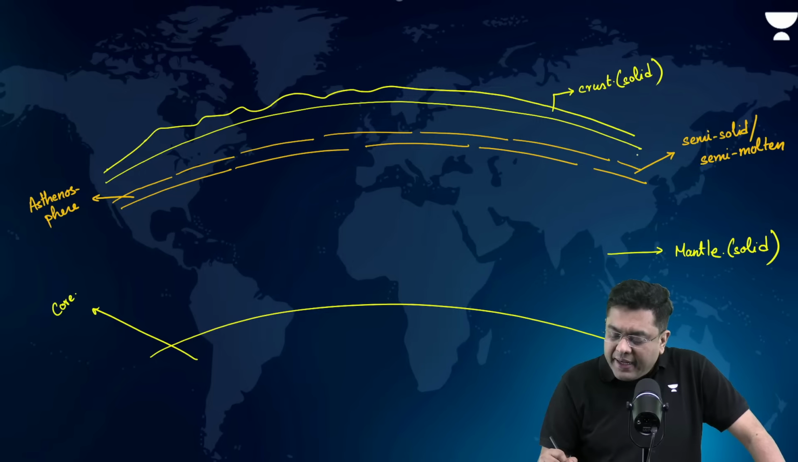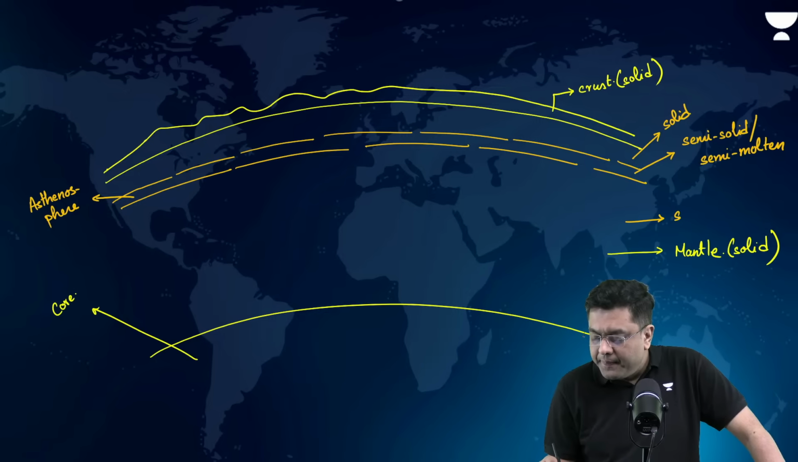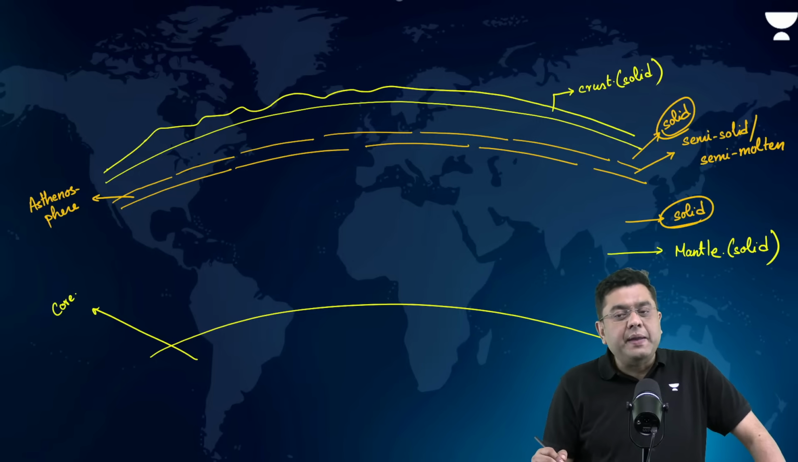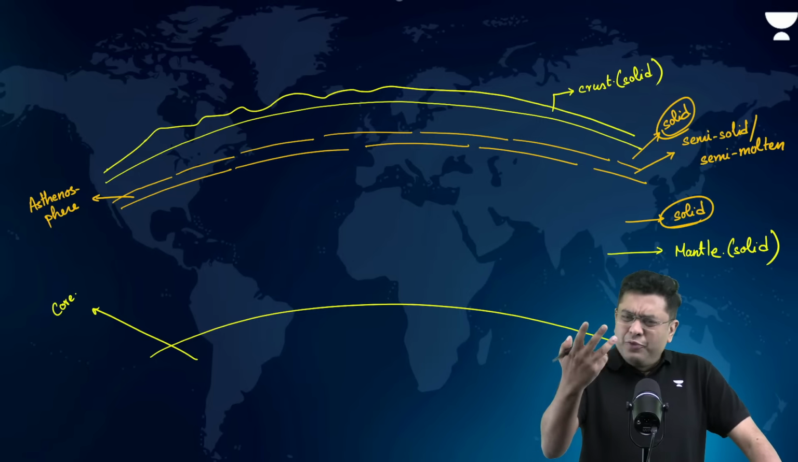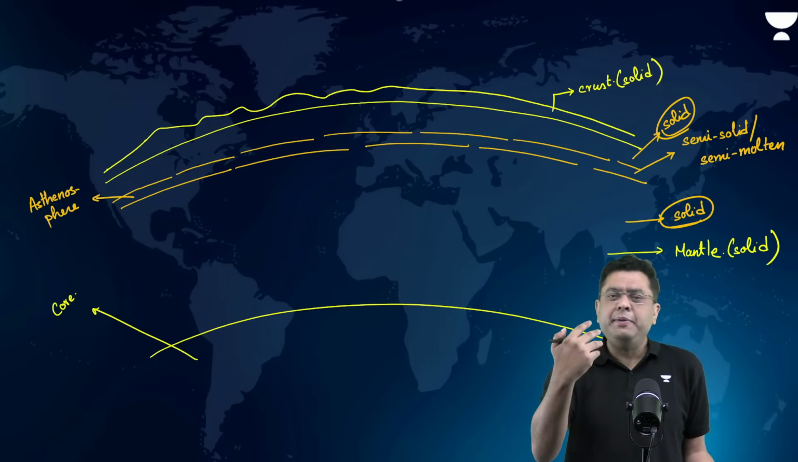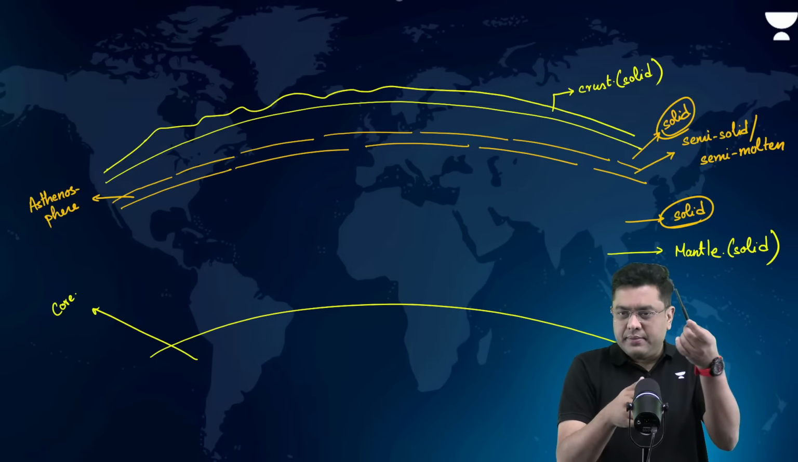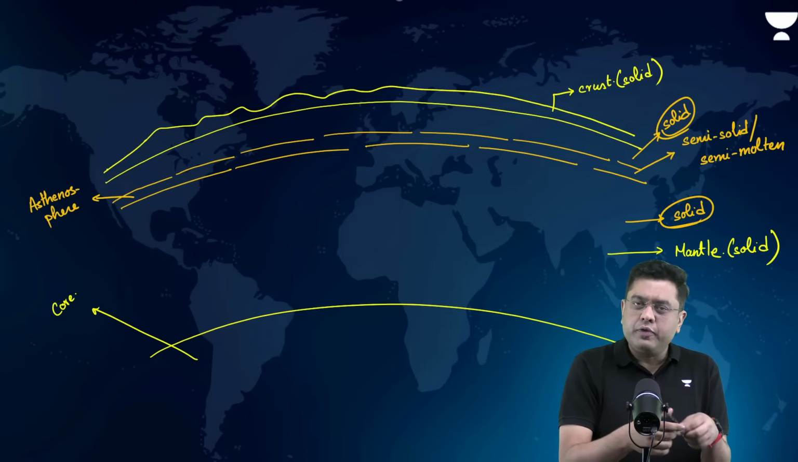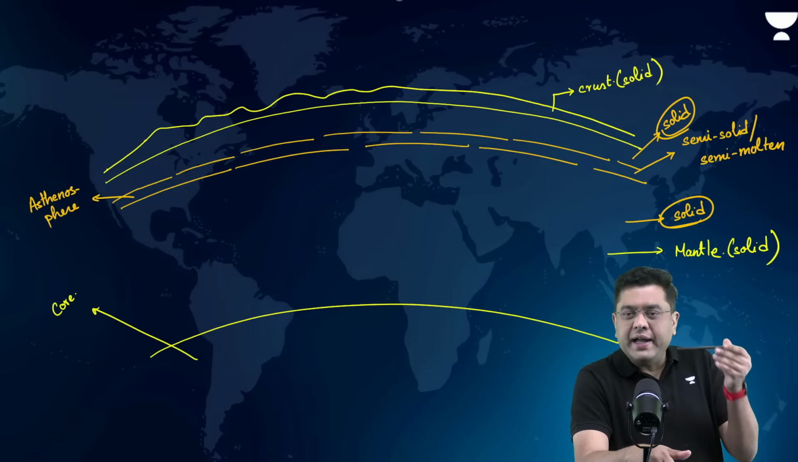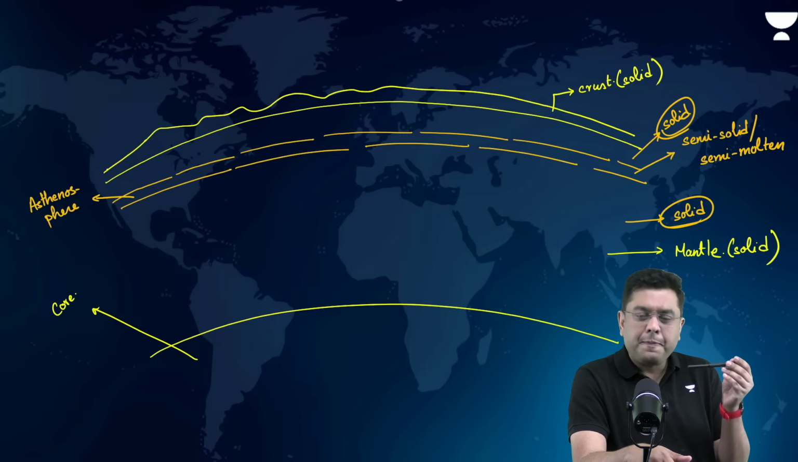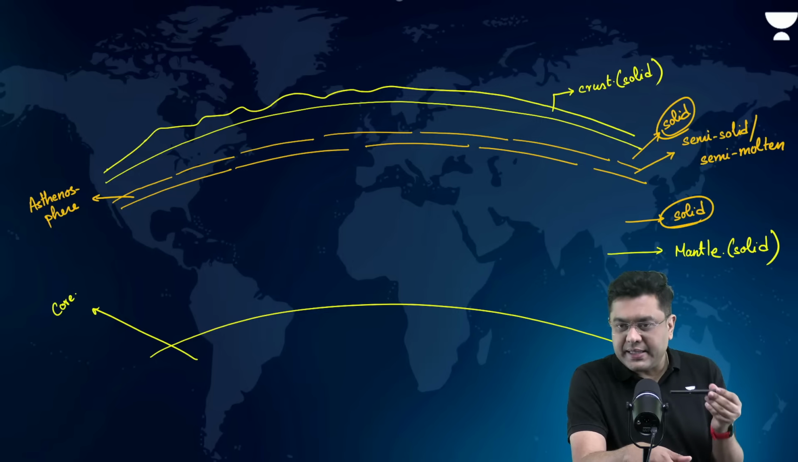Above it, mantle is solid. Below it, mantle is solid. Then why only in this portion is it semi-solid and semi-molten? And what do I actually mean when I say semi-solid and semi-molten? For example, imagine again, today's star of the show is this pen. So I again take the example of this pen. It is made out of plastic.